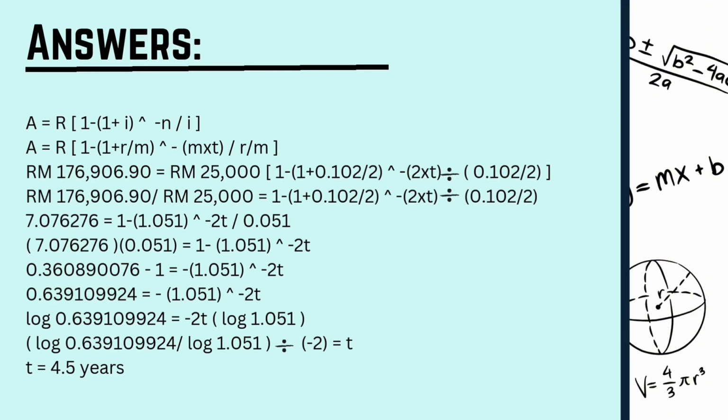So lastly, we have to use log in this calculation to find the years, which is t. Log 0.639109924 equals negative 2t multiplied by log 1.051, and we bring log 1.051 to the left. Log 0.639109924 divided by log 1.051, and we divide again by negative 2 equals t. So the final answer we will get is t equals 4.5 years.